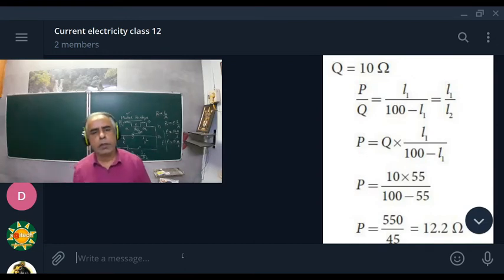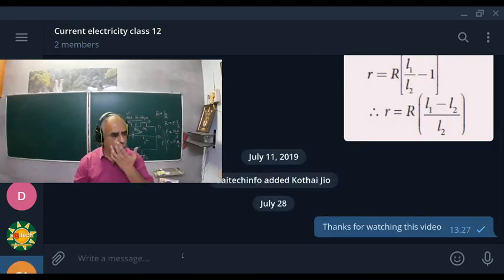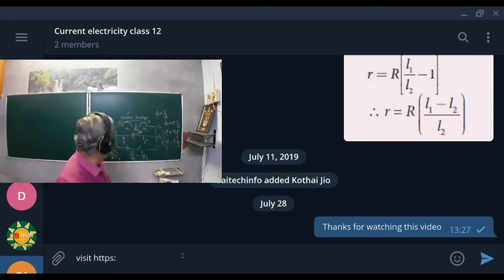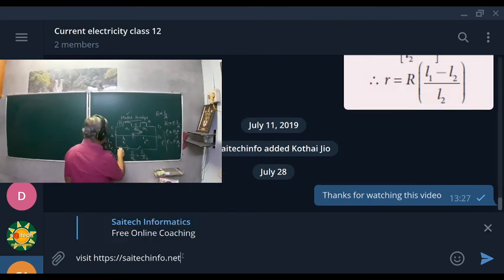This is a very simple application of the meter bridge. Thank you for watching this video. Please go through it and try to do the drawing. Practice the drawing of the circuit, and the directions of the current are very important. You have to always mention the direction of current.